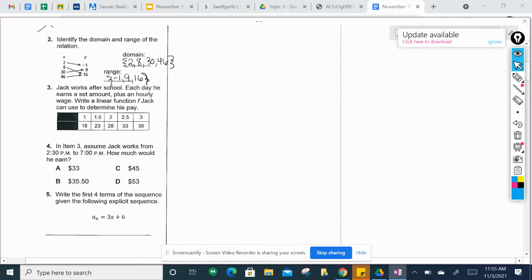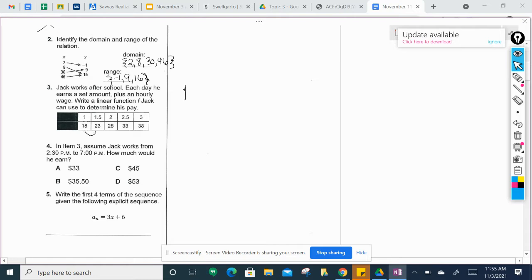Number 3 says Jack works after school each day. He earns a set amount of money plus an hourly wage. Write a linear function Jack can use to determine his pay. When it says write a linear function, it's simply meaning write an equation. Because they give me a bunch of points here, I'm going to use the point slope form, as long as it's linear. So I'm going to check that first.